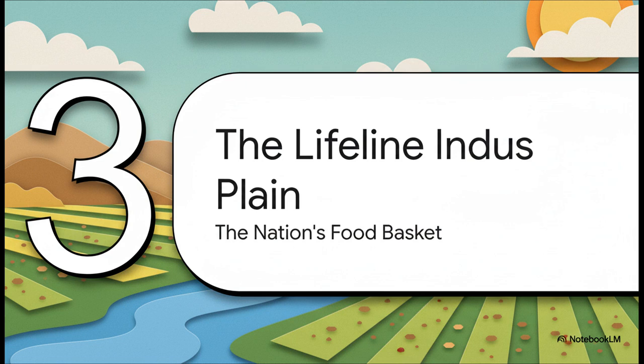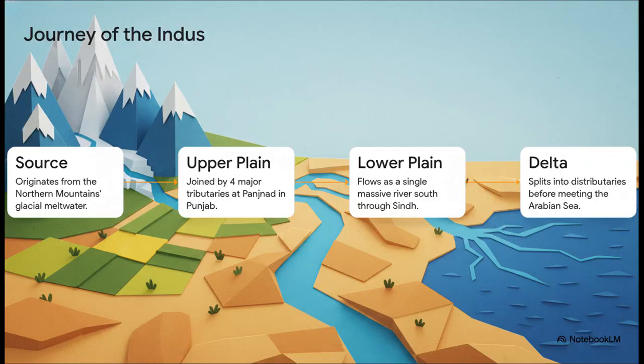So, naturally, that meltwater has to go somewhere. It flows down from the mountains, carving its path through the country and creating our next region, the incredible Indus Plain. This illustrates the epic journey of the Indus River perfectly. It starts as just a trickle up in the north, but then it gathers incredible strength in the upper plain as it's joined by its famous tributaries in Punjab. From there, it flows as one enormous river through the lower plain in Sindh, and finally, it fans out into a delta before it meets the sea.